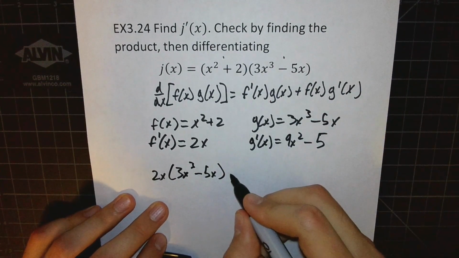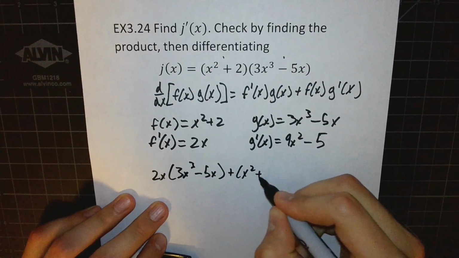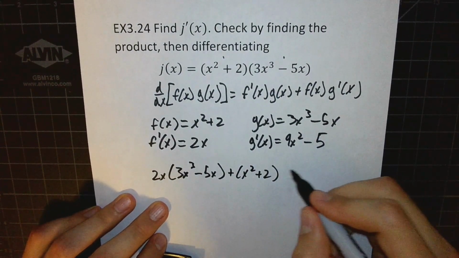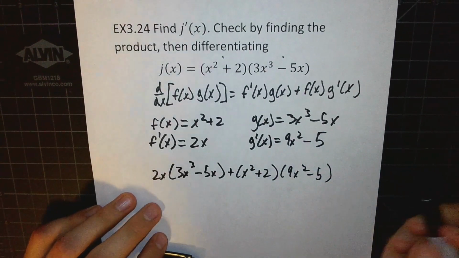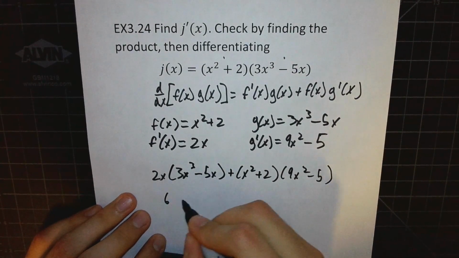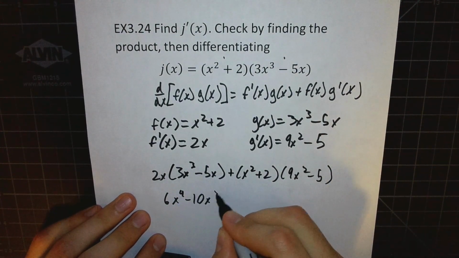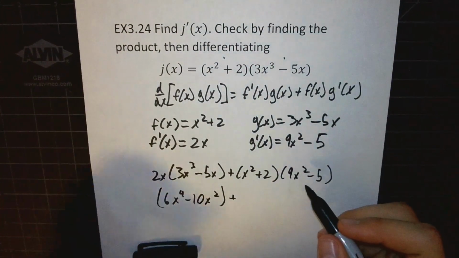And then we'll add this to our original f of x, which will be x squared plus 2, times g prime of x, which is our 9x squared minus 5. So we'll distribute this in. This will be 6x to the fourth minus 10x squared. We'll have that there, and then we'll have to FOIL this.